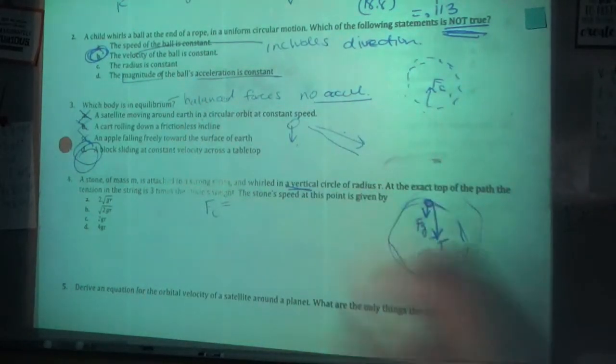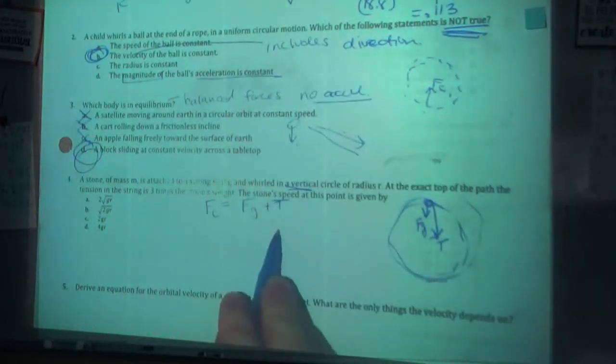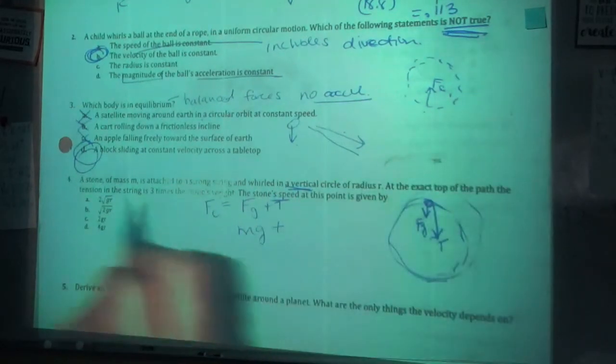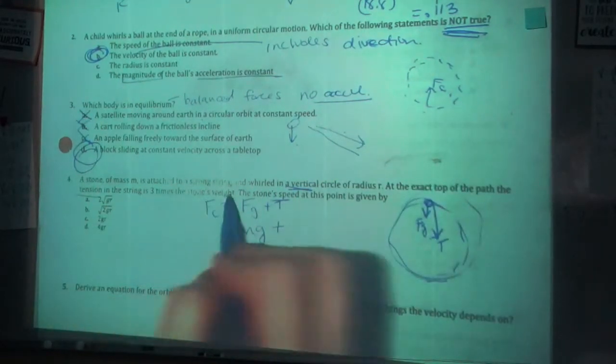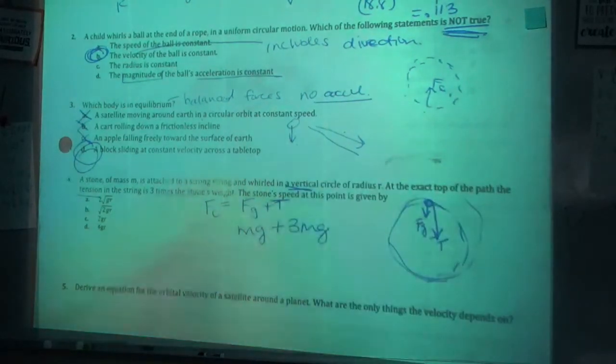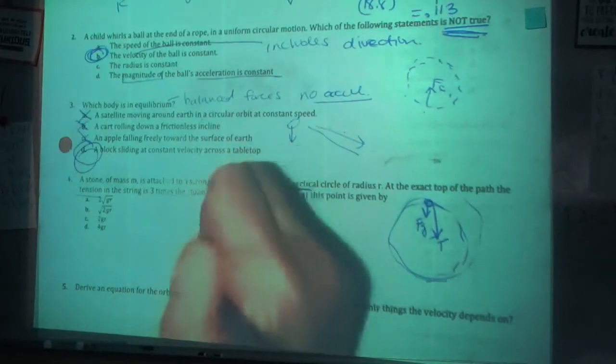So my centripetal force, think of centripetal as my net force, but for a circle, would be the two of these together, the force of gravity and the tension. Force of gravity is just mg. And it says specifically the tension is 3 times the stone's weight, so that's 3 mg. And that would be my centripetal force. Centripetal force is mv squared over r.